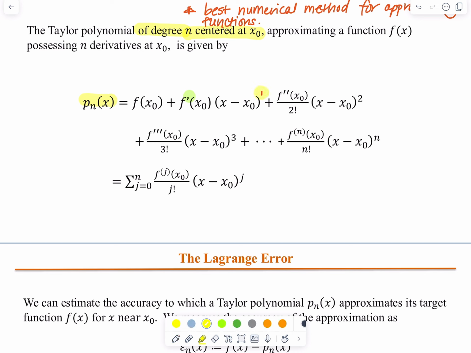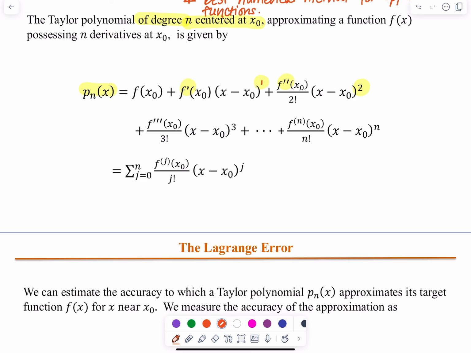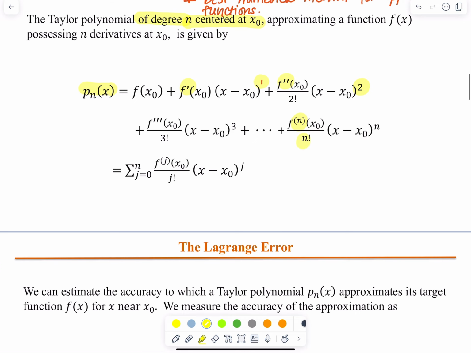This is the second derivative, and that's the second power of that term, and so forth. This is the 0th derivative here, and this is x minus x naught to the 0 power, which is just 1. So you can see a pattern here very clearly, and we will go all the way to the nth derivative of f evaluated at x naught divided by n factorial. So you can see these factorials match these derivatives and the power of that factor.